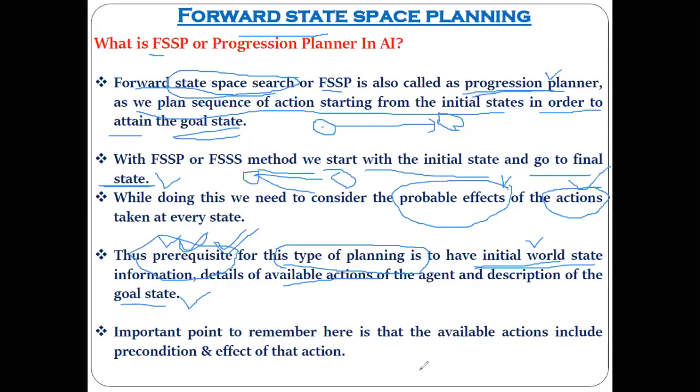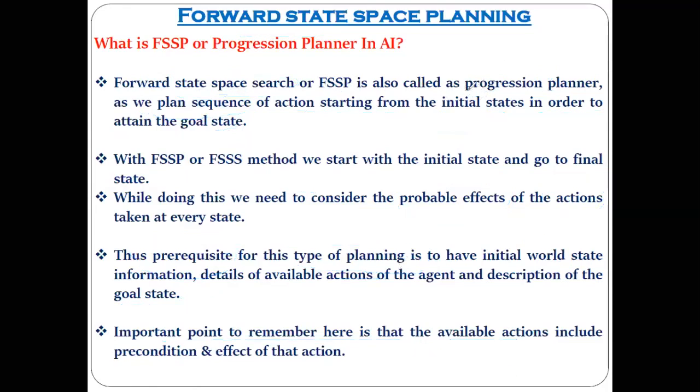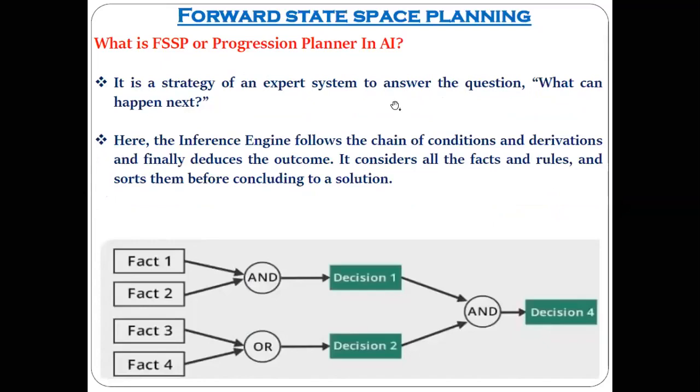So the point you should remember here is what? Here I have written the important point you should remember: the available actions include the preconditions and the effect of that action, while starting the journey from the initial state and trying to reach the goal state. So this is nothing but the basic concept of the progression planner or forward state planning. Okay, this point is understood? Yes, sir. Okay. Now, we are going to make it more clear using some good example.